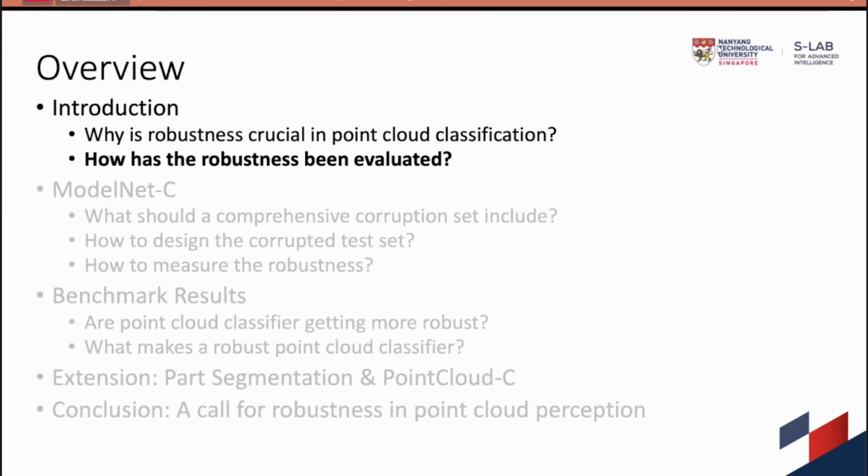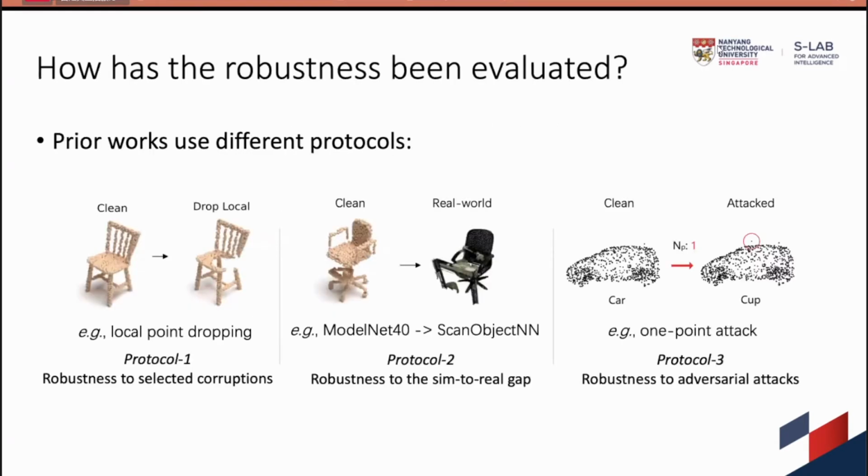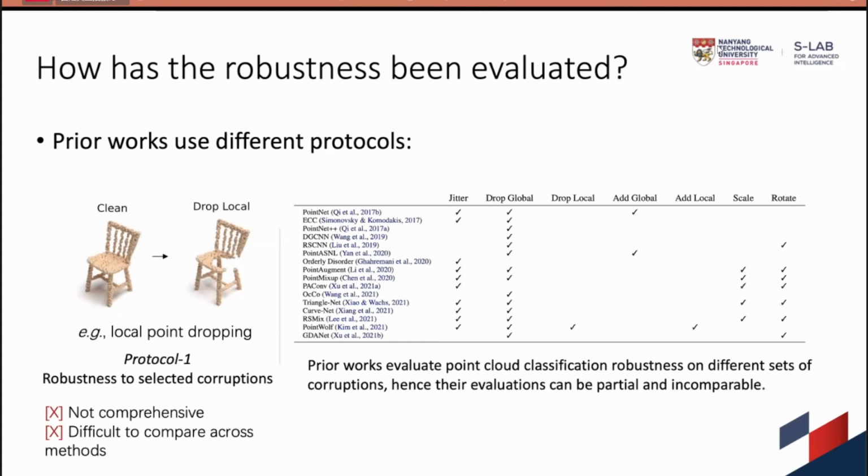So how has the robustness been evaluated in existing works? Ideally, robustness should be measured in a standard way, like how classification accuracy is measured. However, prior research evaluates point cloud classifier robustness in many different protocols. Protocol 1 evaluates the robustness to a selected set of corruptions, which cannot provide a comprehensive evaluation. In addition, different corruption selections make it difficult to compare across methods.